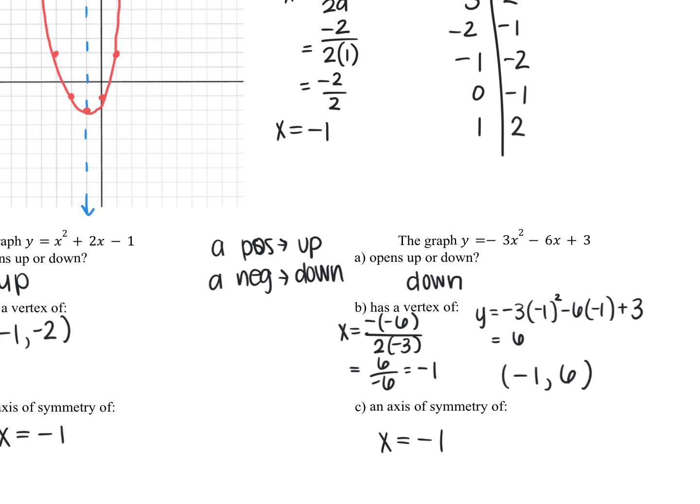It is very important that when you are writing the axis of symmetry, you include x equals, because the axis of symmetry is a line, it's not just a number. So it's extremely important that you write it as x equals.